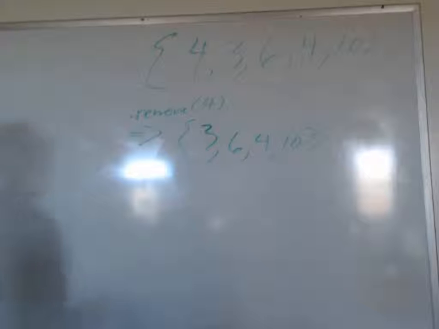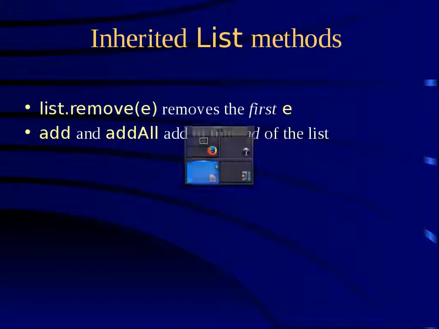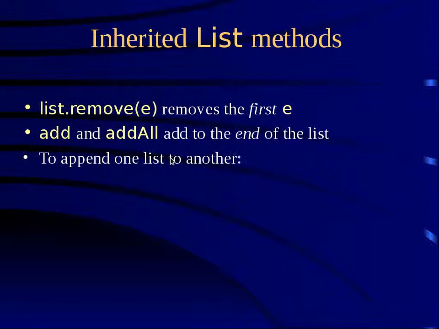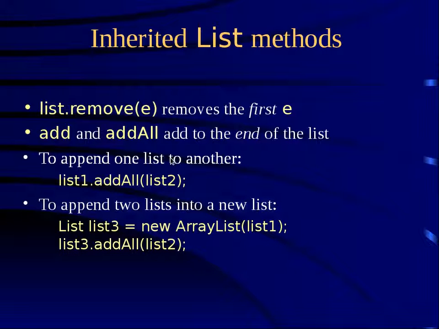Just want to make sure that's clear. With the regular remove, it just removes the first element it finds, starting from the beginning. On the other hand, I believe there is a remove all if you want to remove them all. Add and add all adds to the end of the list. To append the list to another, you can actually pass one list to another. To append two lists into a new list, just create a new list of the first list and then add all. We'll actually add all the lists together.